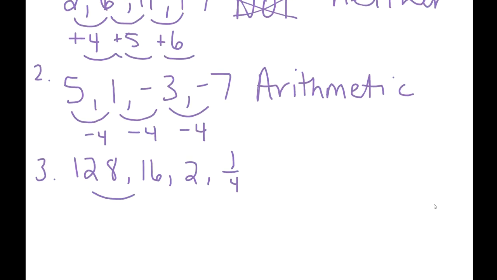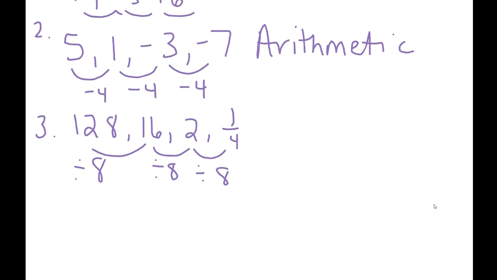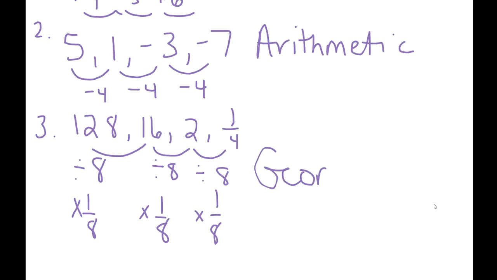And this one down here, I'm not really sure what 128 to 16 is, but I'm going to go out and say, okay, this is divide by 8. This is divide by 8. So I can go back and check on my calculator that this must also be divide by 8. So remember, when you're listing a common ratio, really it would be times by 1/8, times by 1/8, and times by 1/8. So this one would be geometric.